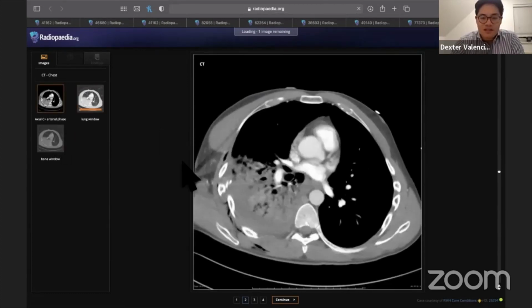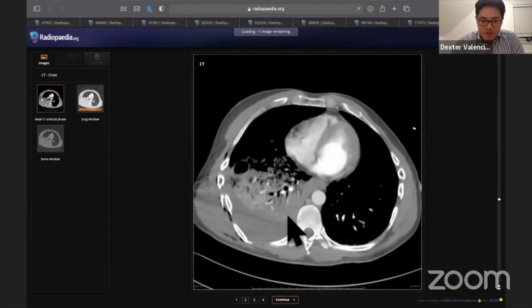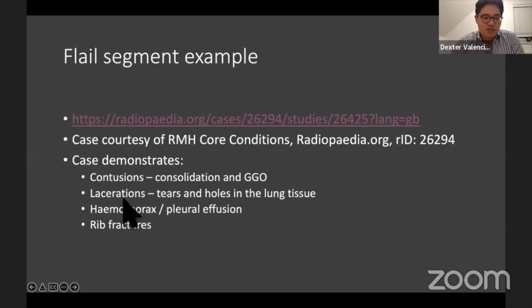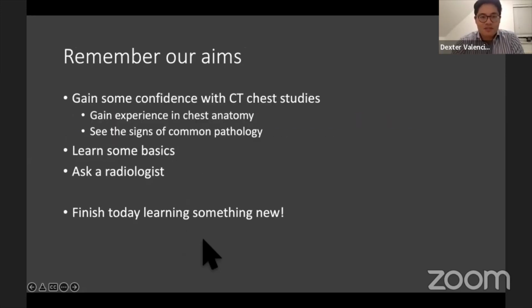If we go back to the lung window, we can see there probably is a little bit of a meniscus underneath the lung, maybe around here. So that could be a hemothorax or maybe a pleural effusion. It's probably a hemothorax in the setting of trauma. So those are the things that you can see: contusions, lacerations, hemothorax, pleural effusion, and rib fractures and flail segments. So I've just got another question.